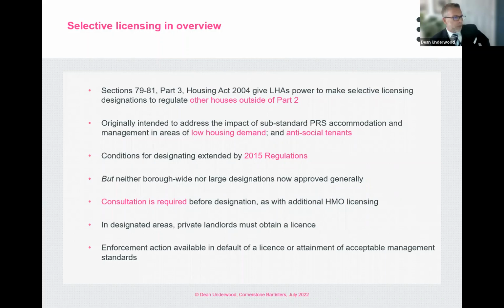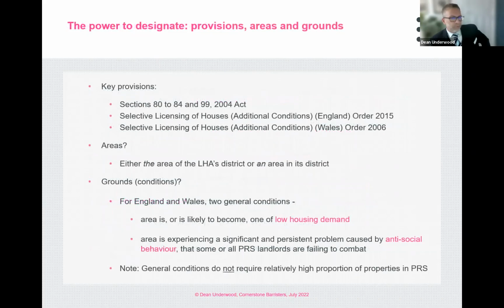So that gives you a snapshot of selective licensing. Now, let's do a deep dive into some of the detail of selective licensing designations, the provisions of which you'll find, as I indicated, in Part 3 of the 2004 Act, sections 80 to 84 in particular, and section 99, which gives you the definition of a dwelling and a house for the purposes of Part 3. And then the secondary legislation, which provides additional conditions, that's additional to the general conditions given under the 2004 Act itself. In England, that's the Selective Licensing of Houses (Additional Conditions) (England) Order 2015, and in Wales, the 2006 order.